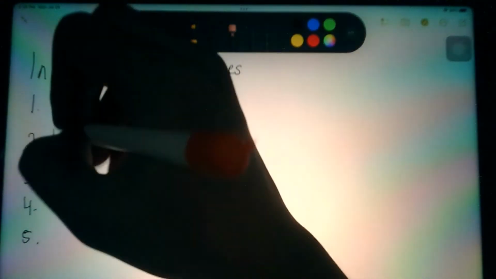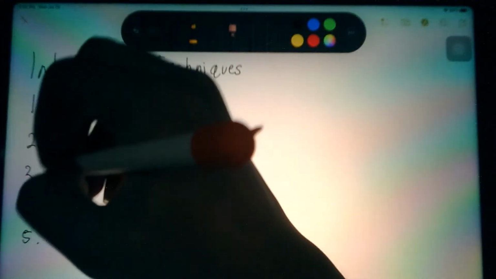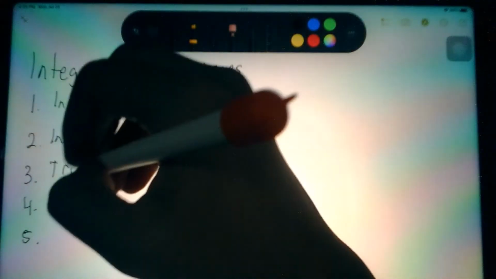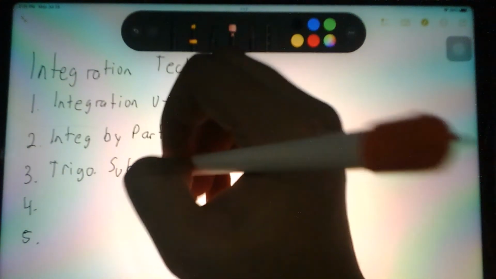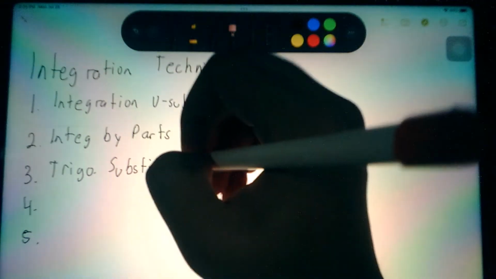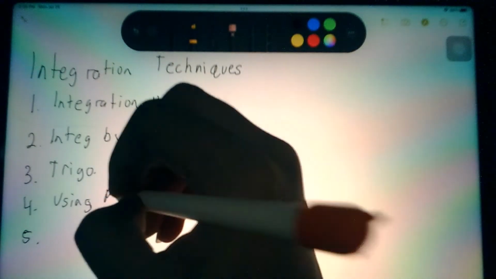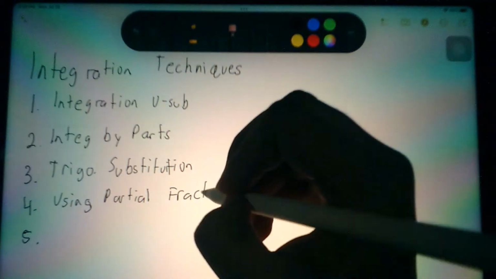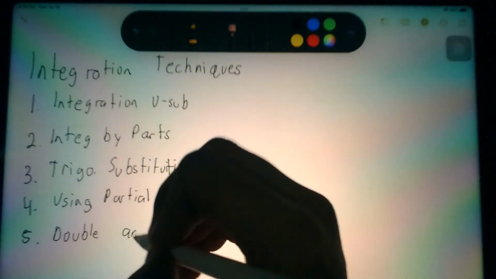Second is integration by parts. Third is using Trigo substitution. Let's put it here, Trigo substitution. Fourth is using partial fraction. And lastly, double and triple integral.